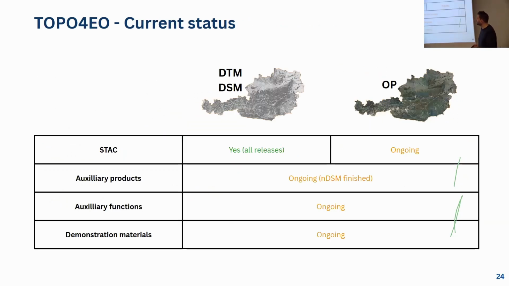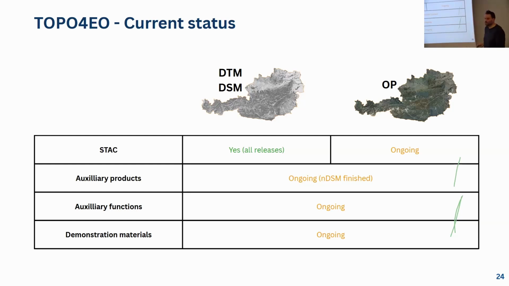So what's the current status of our activities? Regarding the DTM and the DSM, all releases, or all Stichtage, which were provided by the BEV are now available via the STAC catalog, as I showed earlier on, and can be accessed through it.